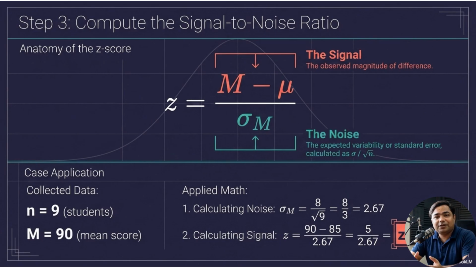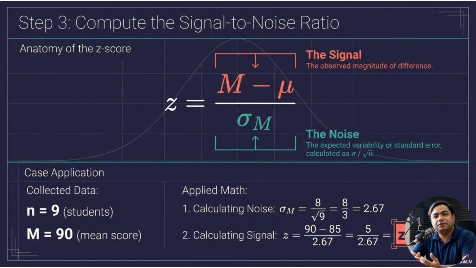Now we come to the calculation step. The slide shows the formula for the z-score. Z equals M minus mu divided by sigma M. Let us understand this slowly. The numerator, M minus mu, is the signal. M is the observed sample mean, mu is the population mean. So M minus mu tells us how far the sample mean is from the population mean.